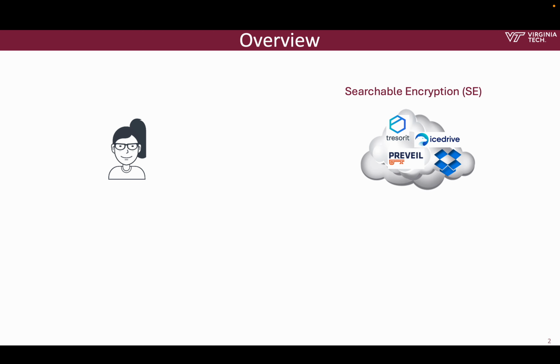To address this issue, Searchable Encryption, or SE, was proposed to enable keyword search on encrypted data while respecting the confidentiality of the data and the search query. The user just needs to send a search request to the cloud server where their encrypted data is stored. Then she can receive the match results, and the cloud server cannot learn any information from her data and queries.